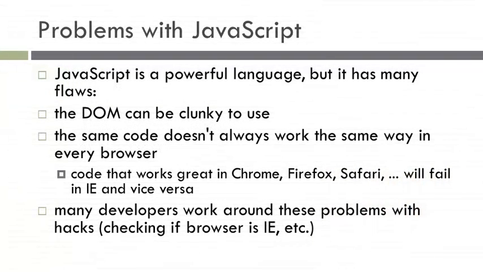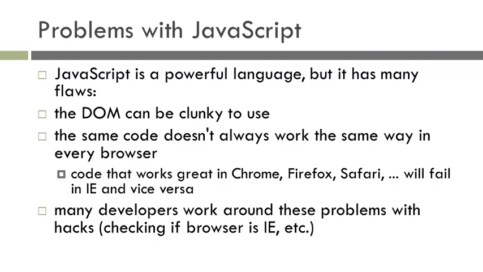While JavaScript is a powerful language, it has many flaws. The DOM can be clunky to use. It's not well designed and organized. The same code doesn't always work the same way in every browser. For instance, it might work great in Chrome or Safari, and in Internet Explorer it will fail, and vice versa.